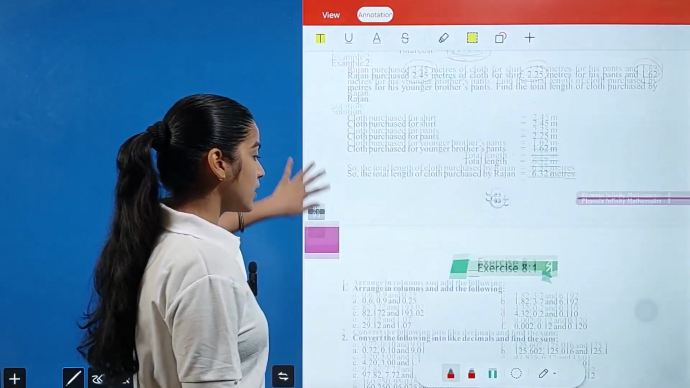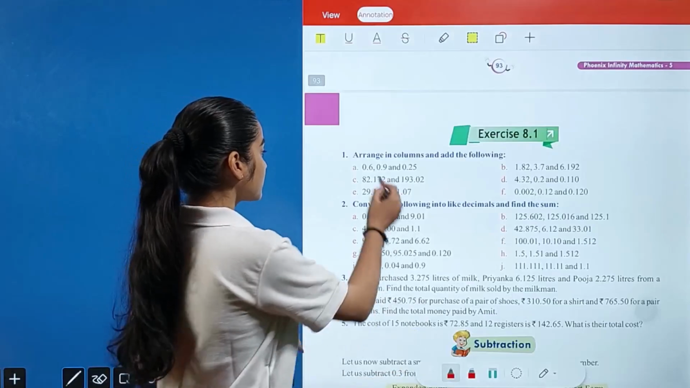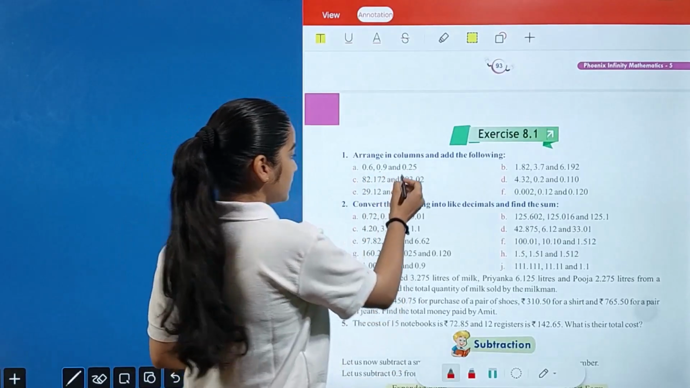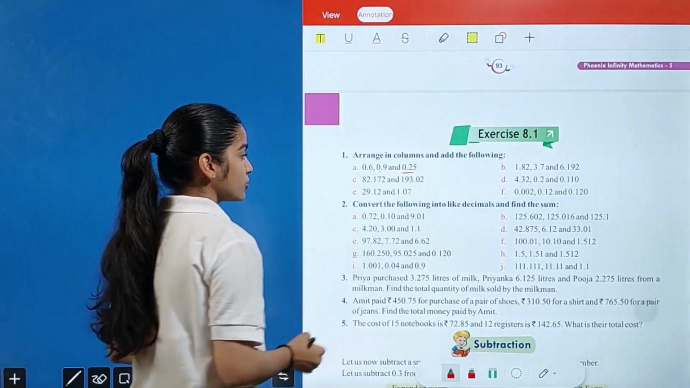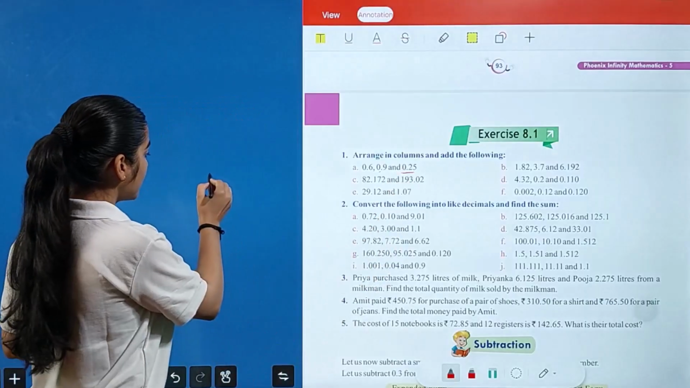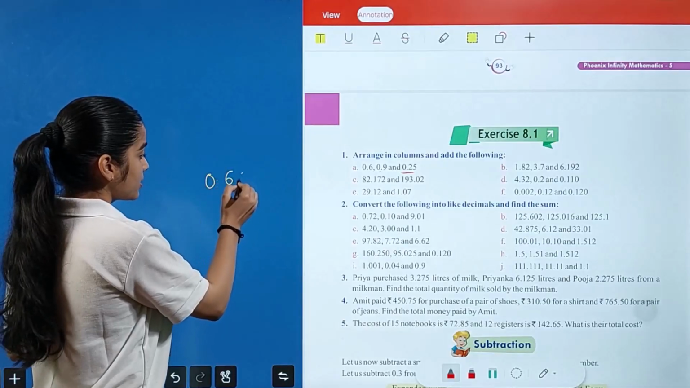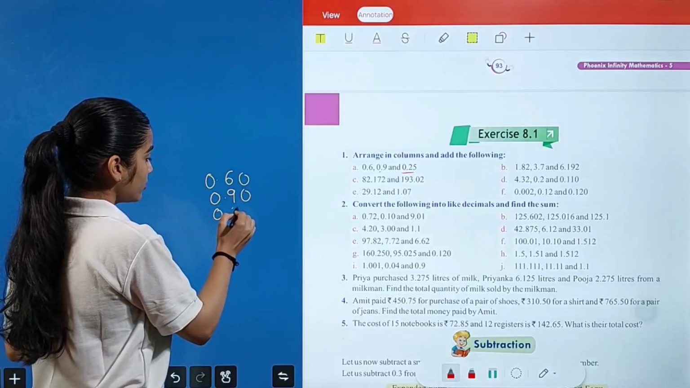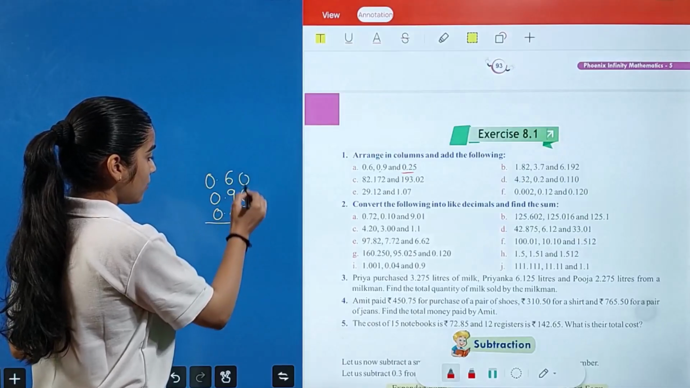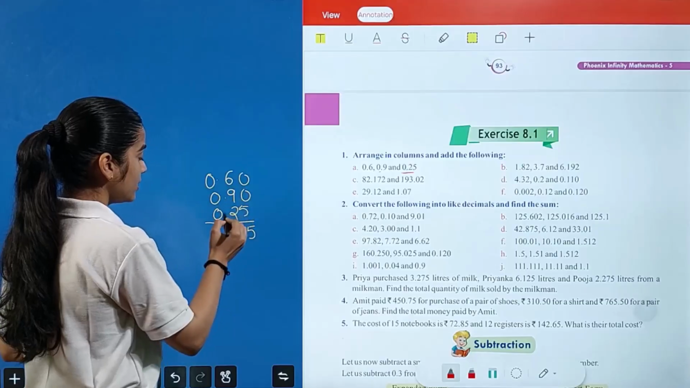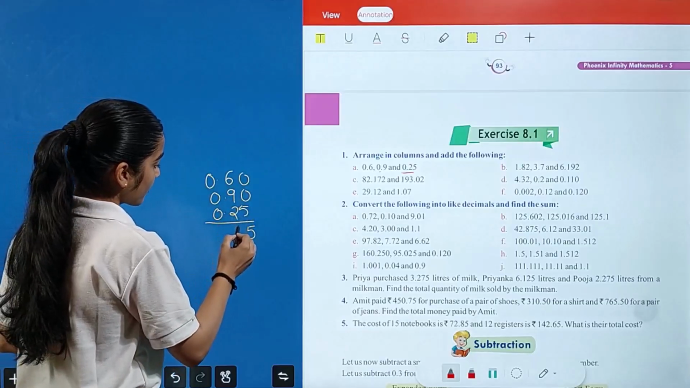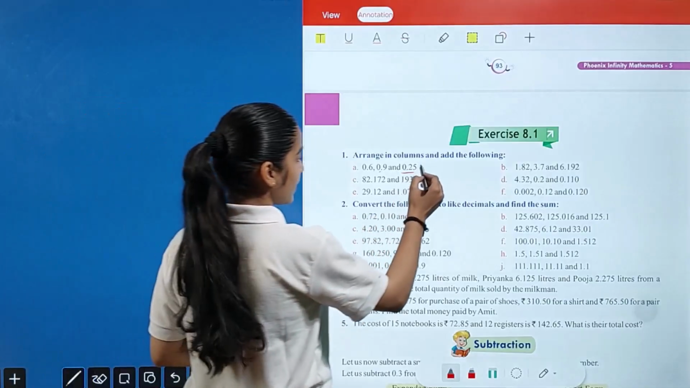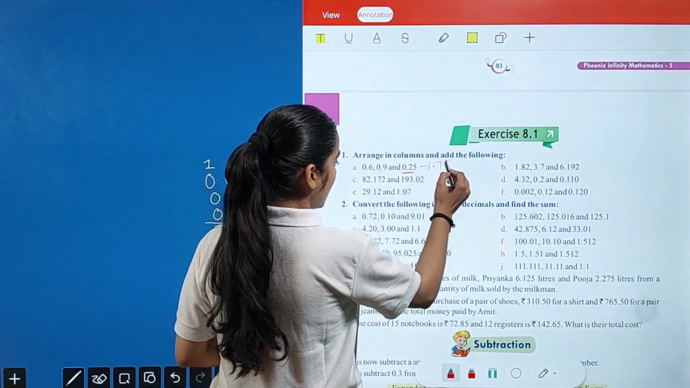Now we move forward to our exercise 8.1: 0.6, 0.9 and 0.25. These are unlike decimals, so we have to convert them: 0.60, 0.90, 0.25. Now 5, then 15 plus 2 is 17, 1 carried. So 1.75 is your answer.